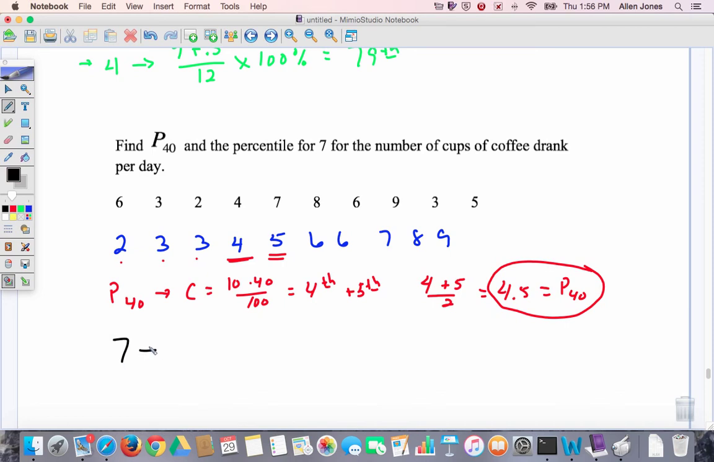roughly. And then our second process, we want to find the percentile rank for the number 7. 7 is right here in our data set, so I count the terms below it, 3, 4, 5, 6, 7.